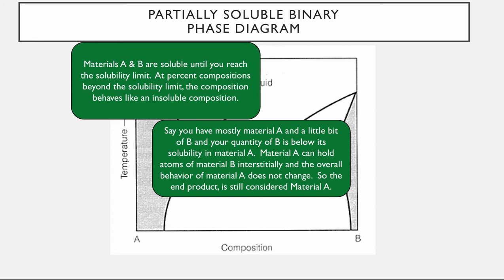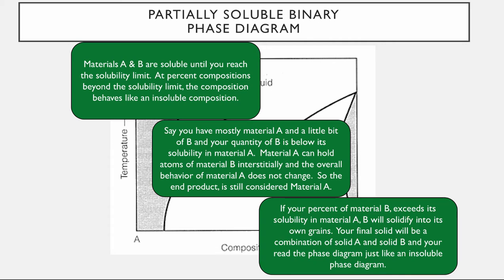So let's just say you have mostly material A and you have a little bit of material B. So that's great. As long as your quantity of material B is below the solubility limit, then material A, when it solidifies, just holds the atoms of material B interstitially. And basically what you end up with is material A. It still considers material A and the behavior does not change.